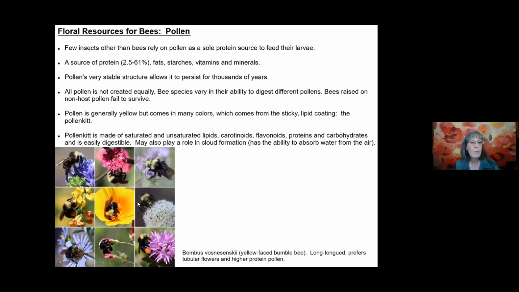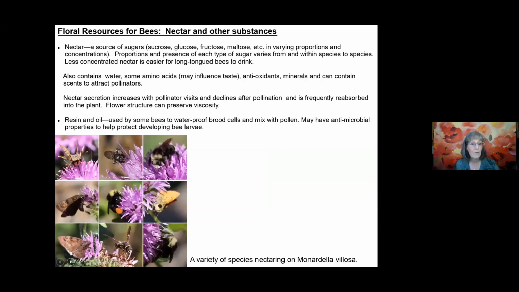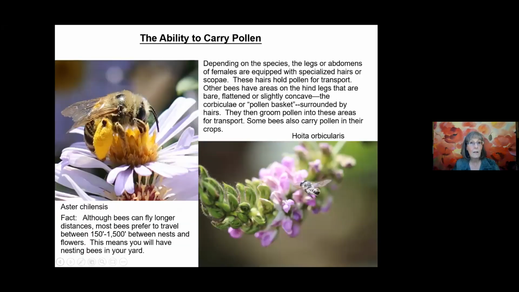And here we have bumblebees on a number of different plants here. Bumblebees are generalist feeders. So if you plant for bumblebees, chances are you'll probably feed a lot of other insects too. And so Gilia capitata here, Eriogonum grandiflorum rubescens, Phacelia tanacetifolia, and so forth. So bumblebees have the longer tongues and prefer tubular flowers, but they aren't super picky. They'll just about eat anything.